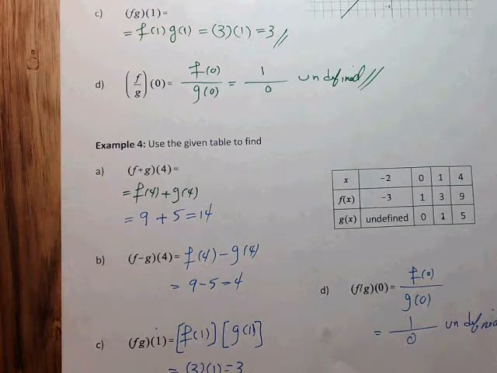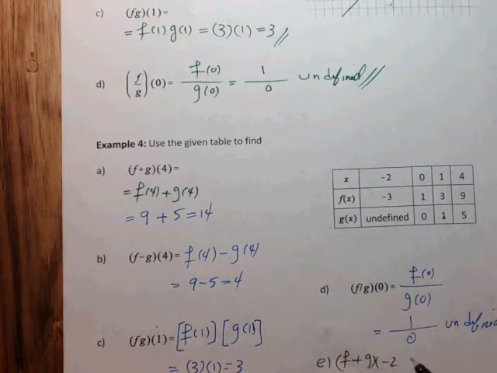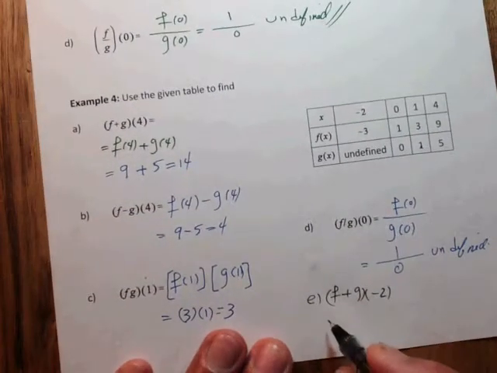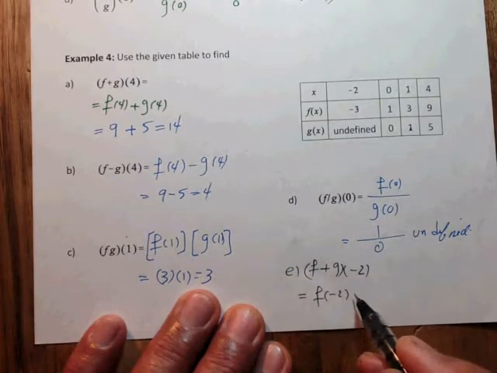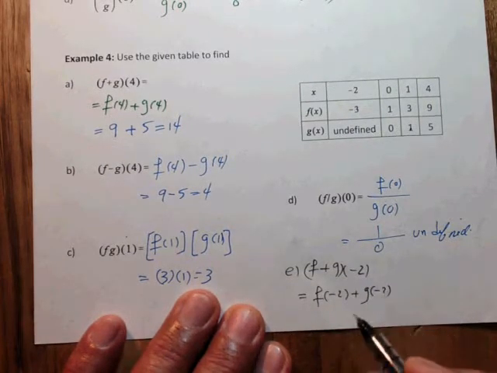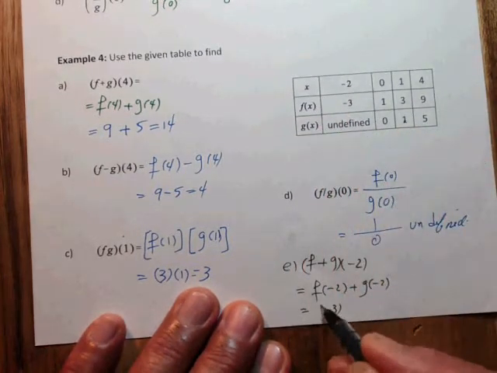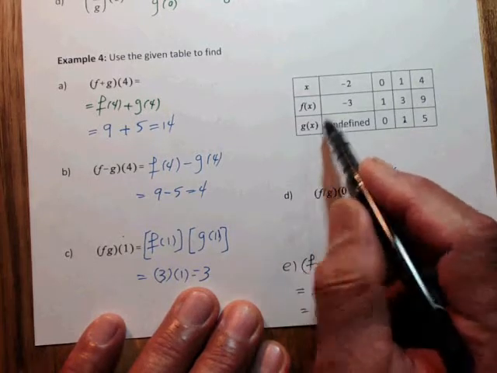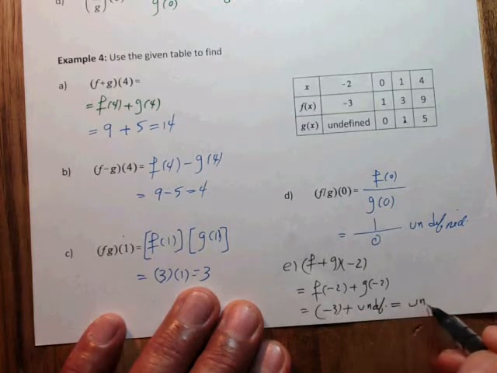Let me add one extra here, let me do an E. Say f plus g at negative 2. This is f of negative 2 plus g of negative 2. F of negative 2 is negative 3, plus g of negative 2 is undefined. So the whole thing is undefined.